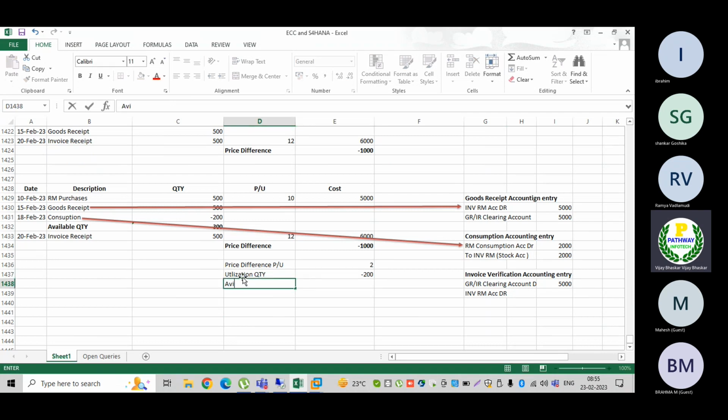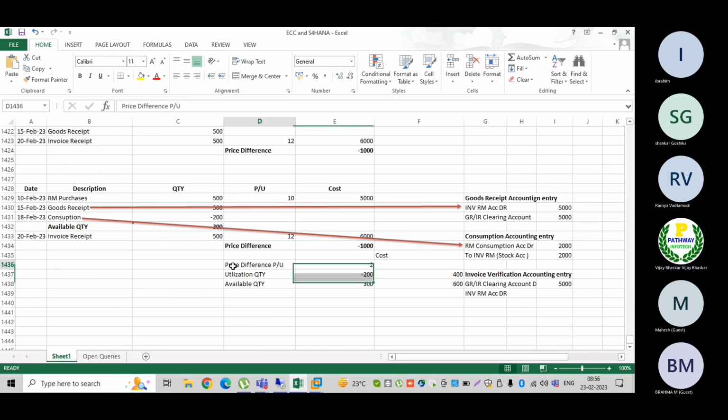Then the available quantity is 300. Now the cost estimation: 200 into 2 rupees. 200 is the consumption, right? 200 into 2 rupees is 400 rupees. Then 300 is the available quantity, 300 into the price difference of 2 rupees. In total, this is my 1,000 rupees.